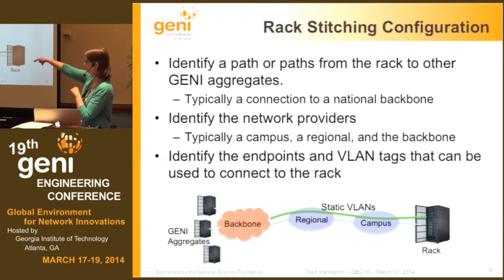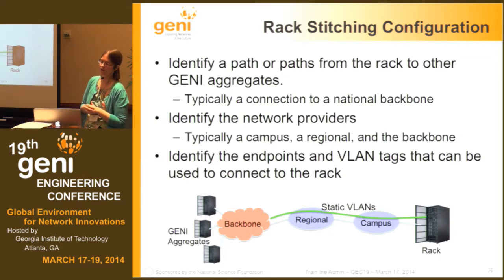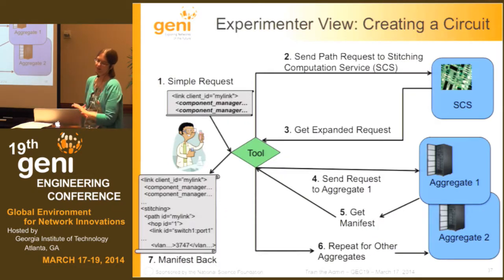That connects you to the backbone, and then Internet2, for example, provides a service called ION, which dynamically configures VLANs and does VLAN translation. So if you do this process of getting connectivity from the rack to the backbone provider at every campus and rack, then you get this full topology that you can put together, where you can stitch between multiple places.